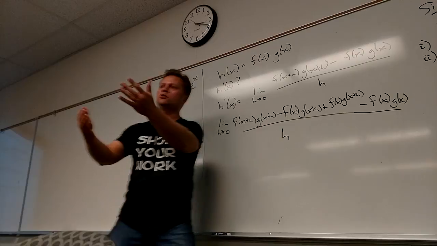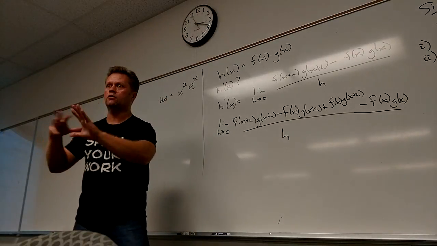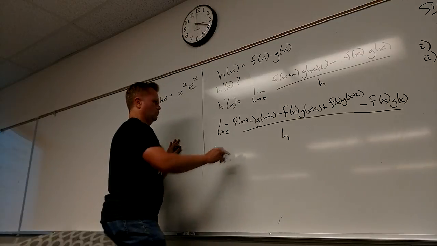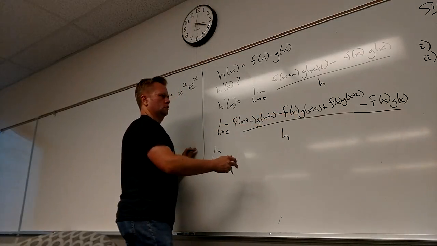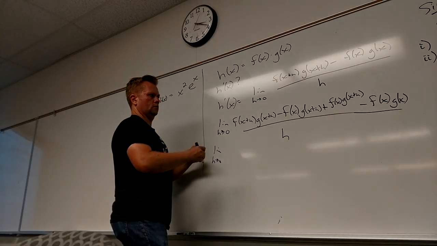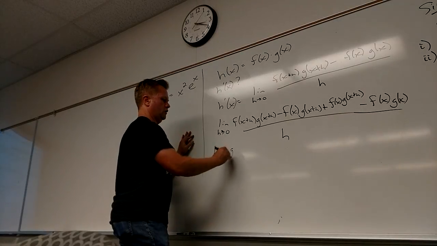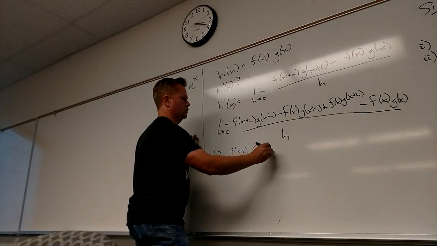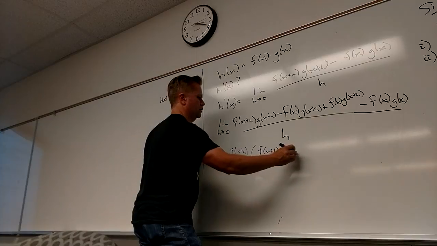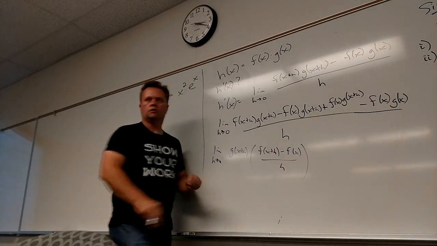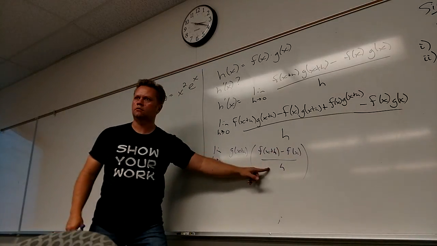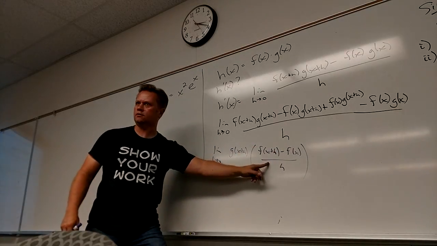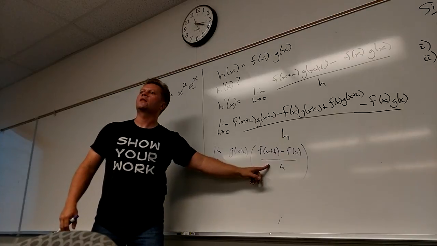I love it. Let me do the next step, and you can see why somebody might have thought to do this. The next step is, what can come out of these two? g of x plus h, right? And what are you left with? f of x plus h minus f of x over h. Well, what's the limit of this? Come on. What's this? The limit of this is the definition of f prime.